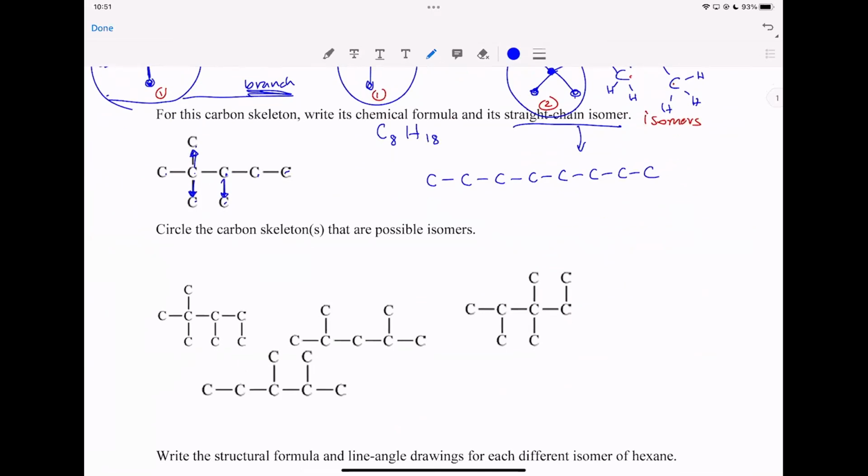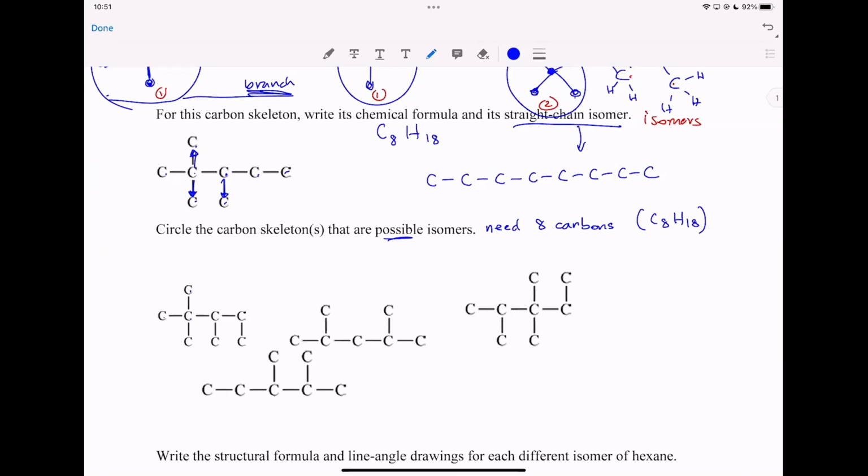So these are other carbon skeletons, and which ones are possible isomers? They first need to have 8 carbons in order to be a possible isomer, because it has to have the same chemical formula, which is C8H18. As long as there's 8 carbons and they're all single bonds, it'll have the same chemical formula. But we need to rule out any that don't have 8 carbons. So let's go ahead and count all of these.